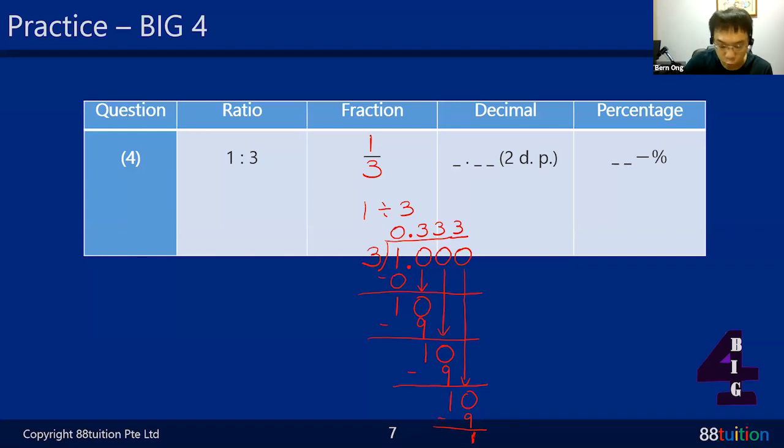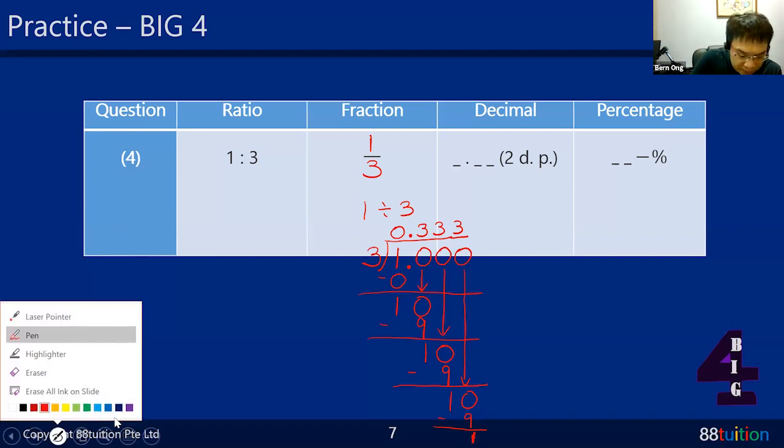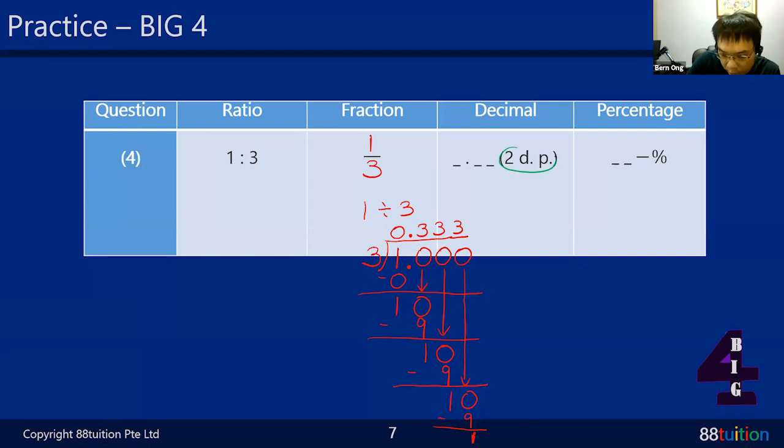Down here, they say 2 decimal places. Always try to have 3 decimal places down here: 1, 2, 3. You need at least 3 decimal places. The third decimal place determines whether to round up or to maintain. For 2 decimal places, you want these two numbers, and to determine whether to round up or maintain, you look at the third number. It's below 5 again, so you maintain. Don't touch. So your answer will be 0.33.